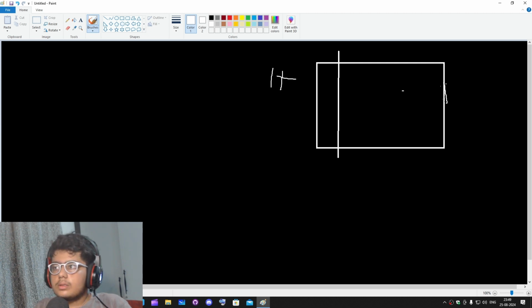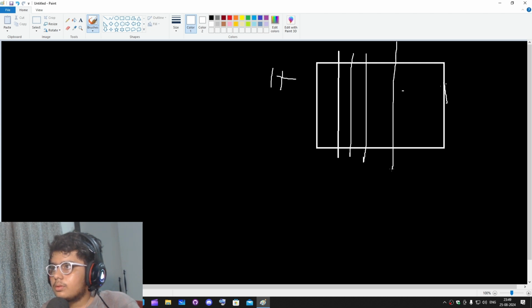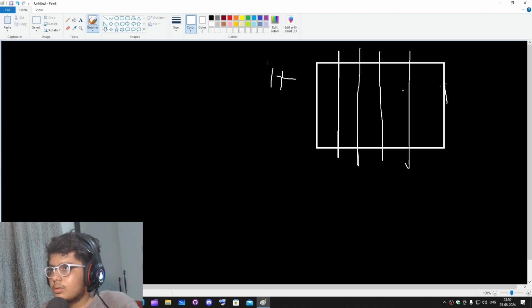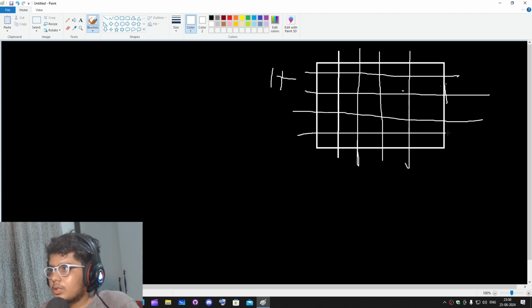We can't edit this square now. Okay, let's try to make 5 into 5 in this one. This is 1, this is 2, this is 3, this is 4. Okay, great. So we got 5 into 5 squares.